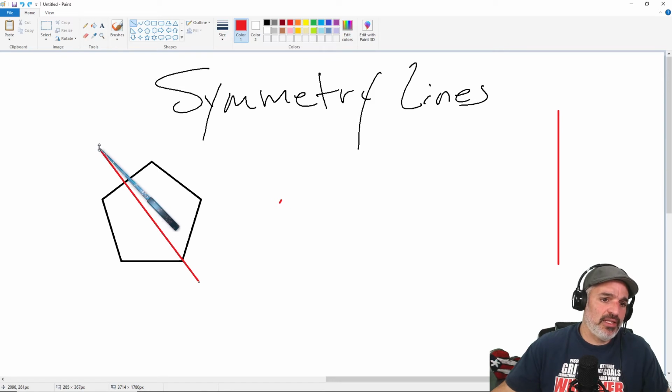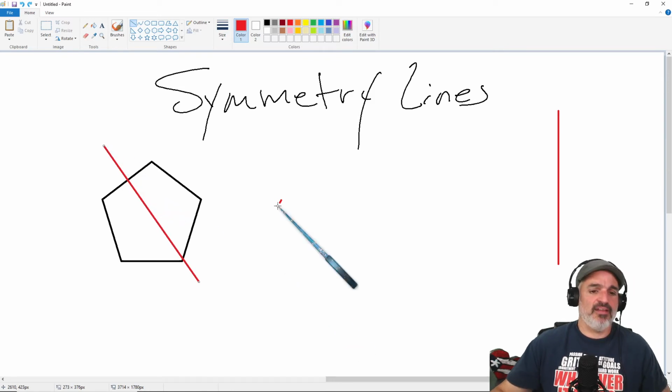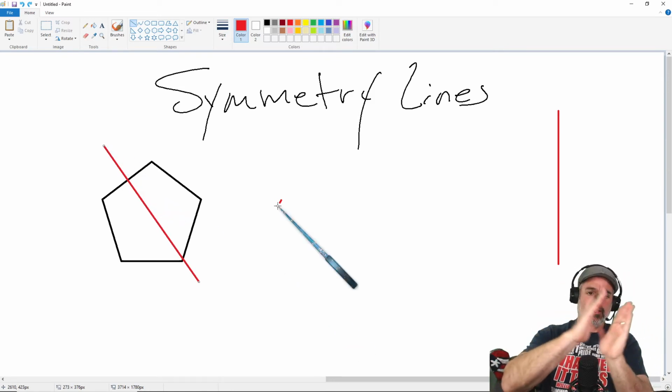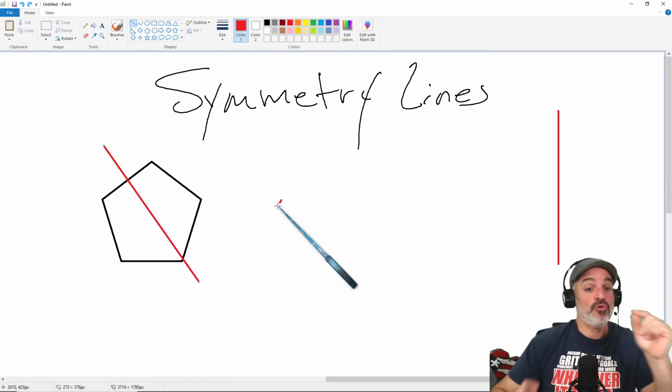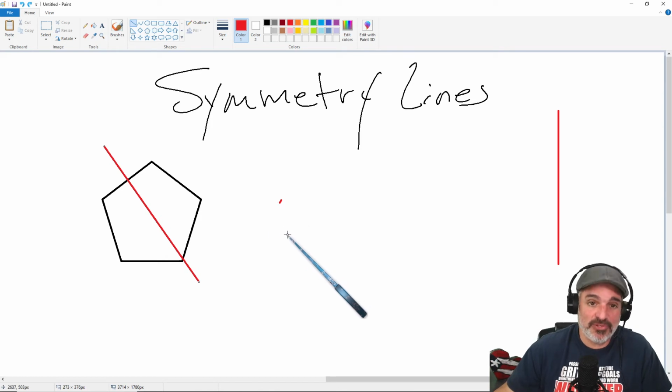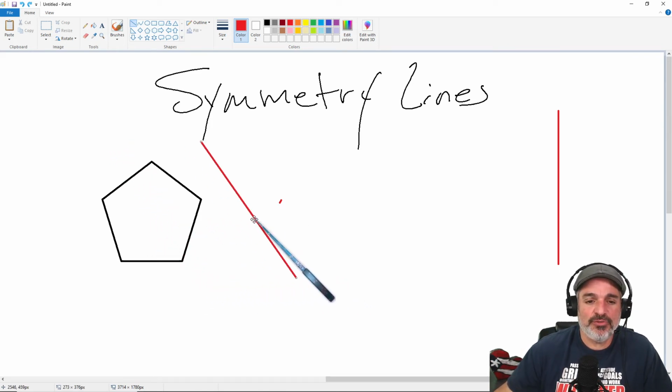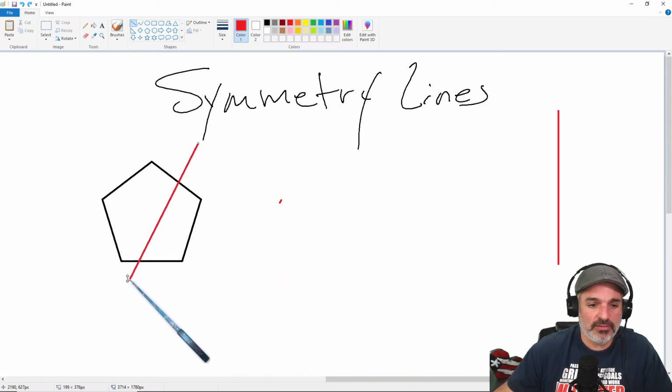What if I put that line there? And if I fold that image through that line, do I have one side a mirror image of the other? Yes. Oh, so you say, okay, so that's a symmetry line. And you're going to find that if you do the opposite one, you're also going to find symmetry.